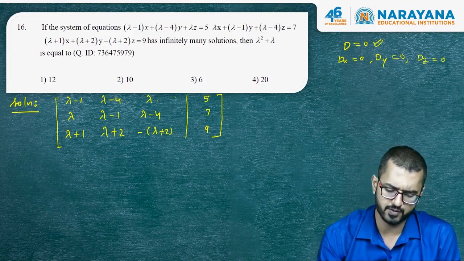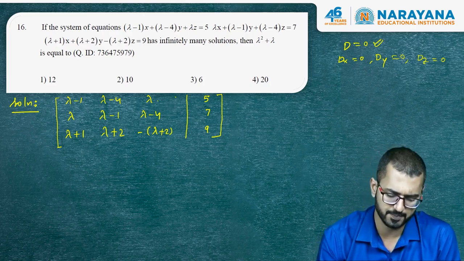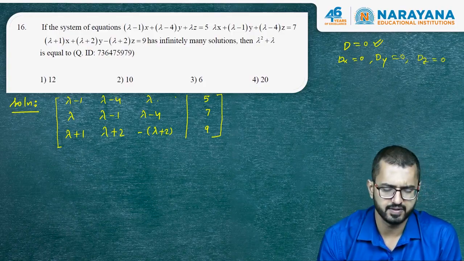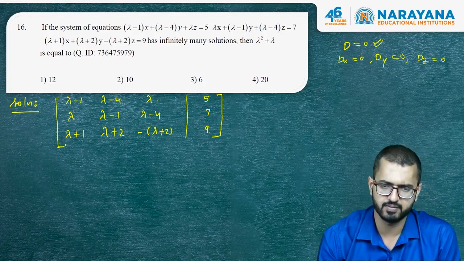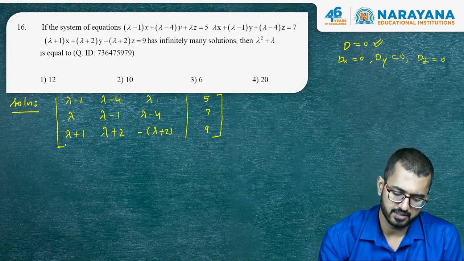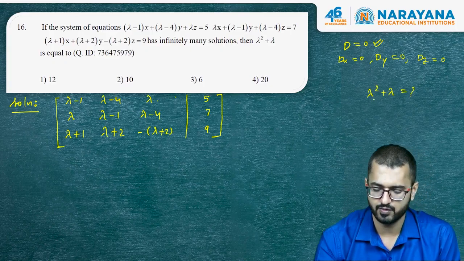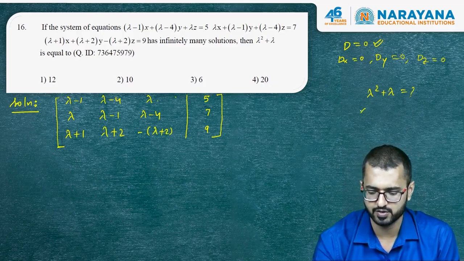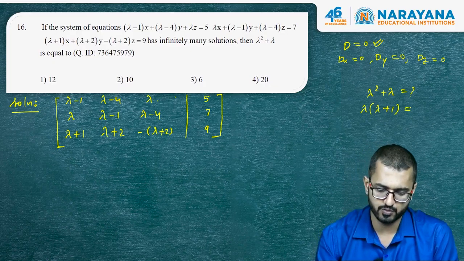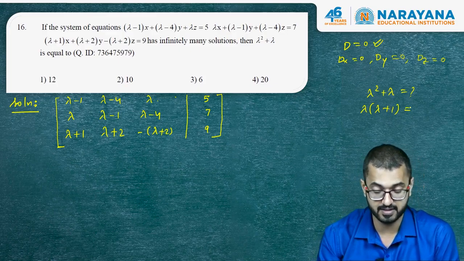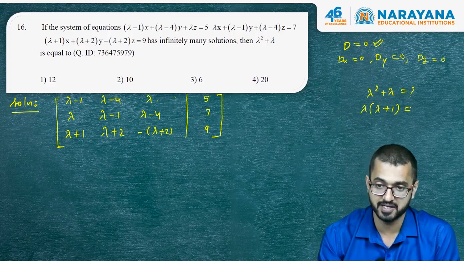So, of course, everyone knows how to solve this for sure by applying some row and column operations, but now I'll try to solve it some other way. See, they want the value of lambda square plus lambda. This is lambda square plus lambda, that means lambda into lambda plus 1. That means looking at the given options, we should be able to write them as a product of two consecutive numbers. Another way of getting the value of lambda directly, you can solve by using row operation, column operation.